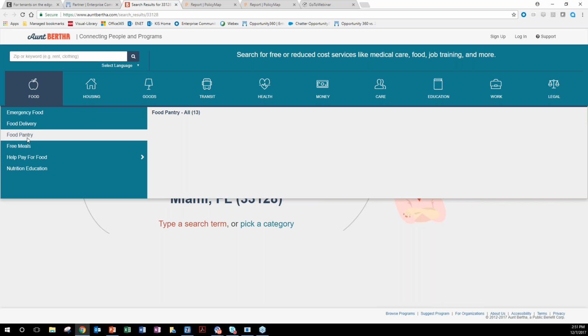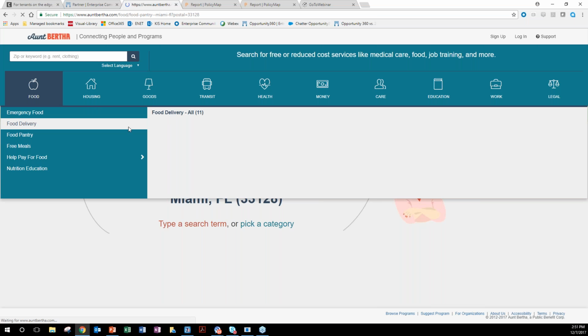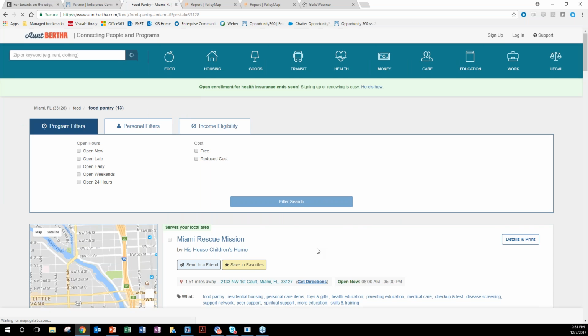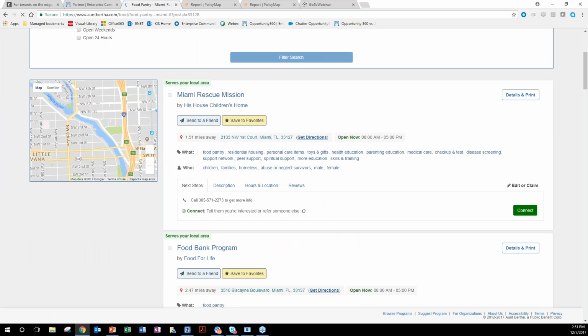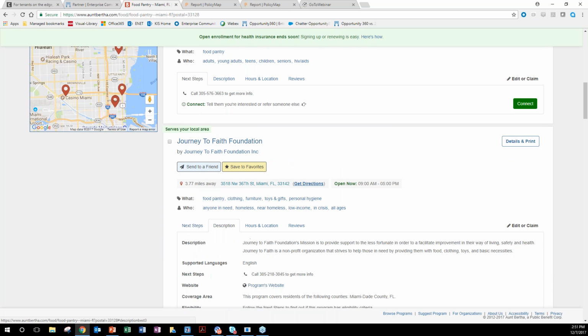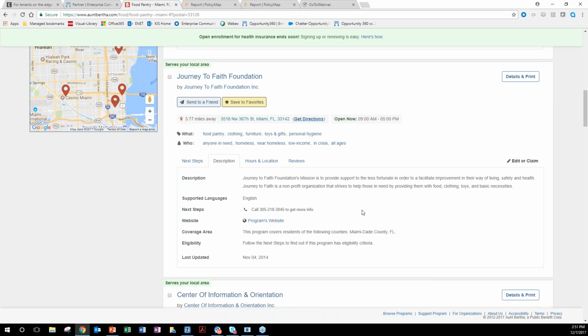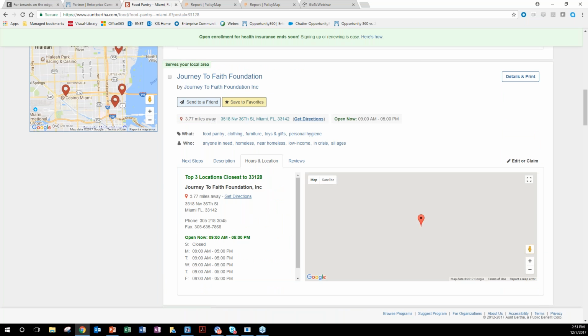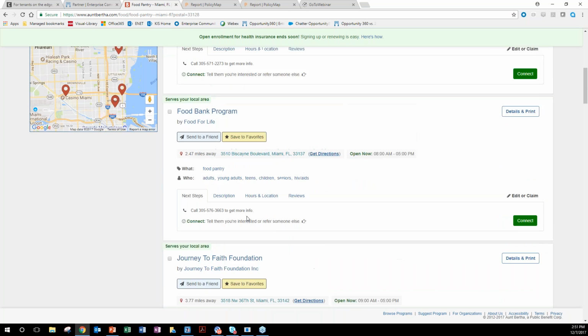So if you want to know where all the food pantries are, there are 13 of them in that zip code. You can click right on them, and it will give you who is serving food and who are they serving it to, and when are they serving, and what are the requirements. It'll give you the description of when they serve food out of those pantries, who they serve that to, all of the hours and locations. So it'll give you all the information.